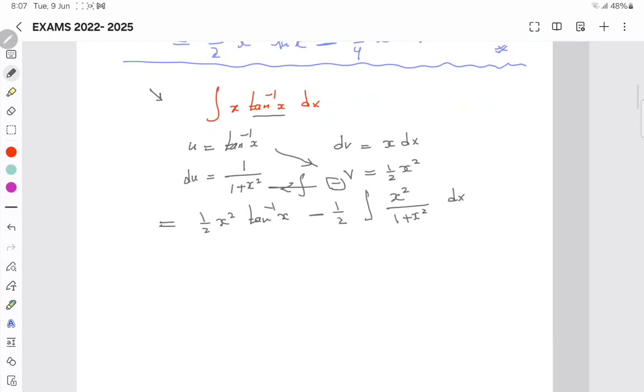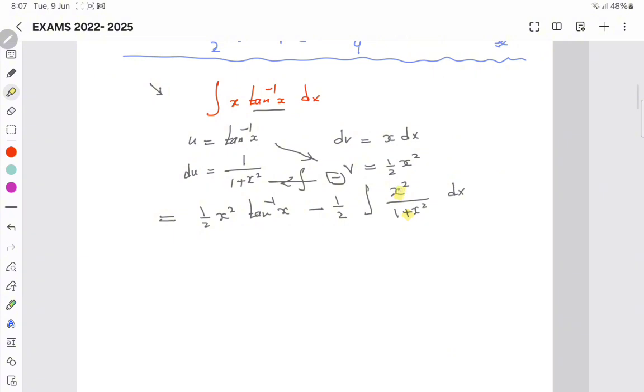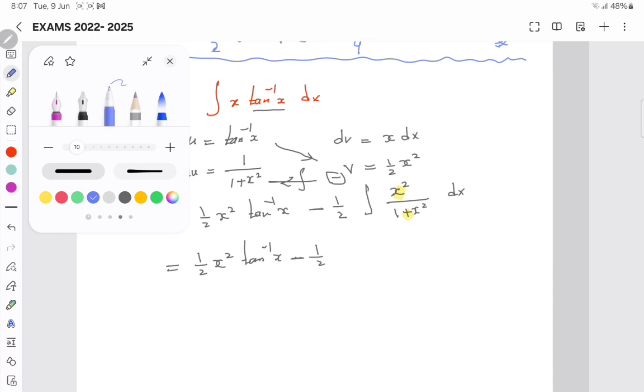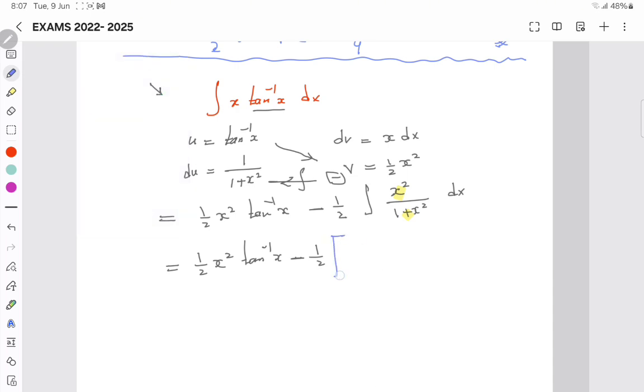So I noted that here I have 1 plus x squared and up x squared, so we split it out, then use tan inverse. So it's equal 1 over 2 x squared times tan inverse x minus 1 over 2, then open bracket, integral of x squared over 1 plus x squared.